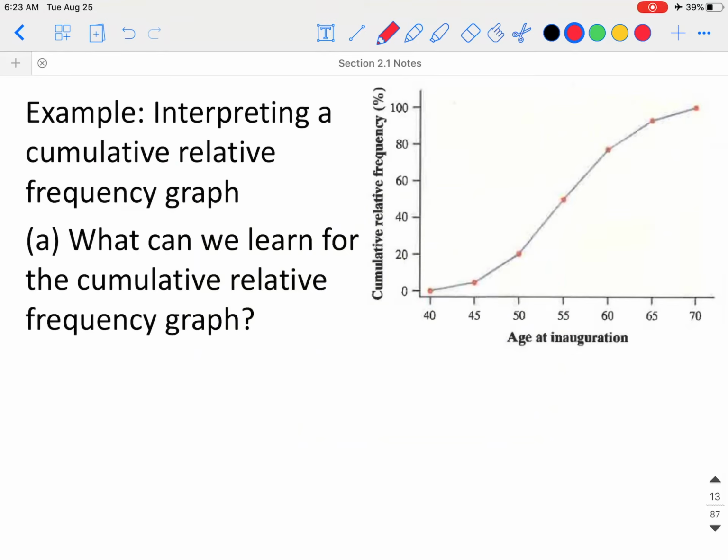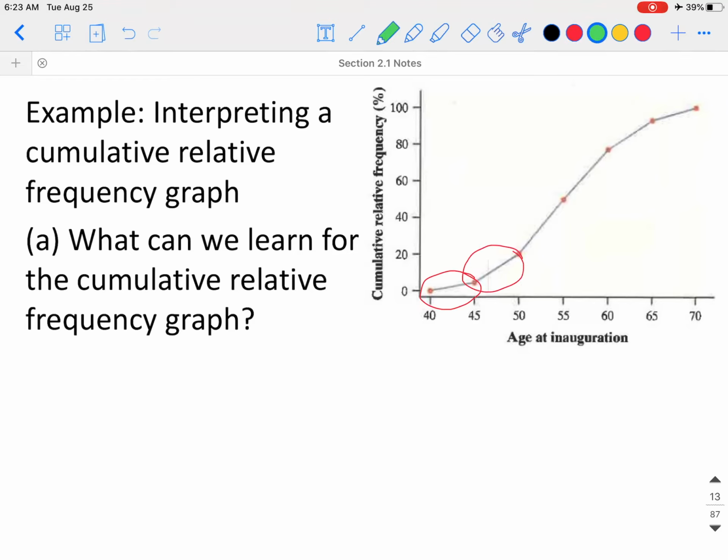So we need to interpret a cumulative relative frequency graph. What can we learn from the cumulative relative frequency graph? From this graph, we can see where the slope is shallow, where the slope is the steepest. So the graph grows very gradually at first because there are very few presidents who were inaugurated in their 40s. So the slope isn't really great in these two sections.